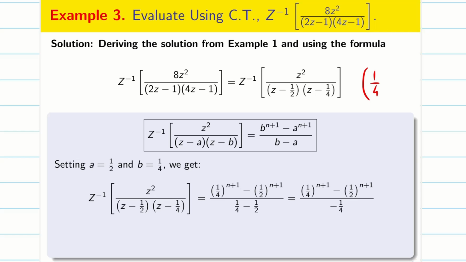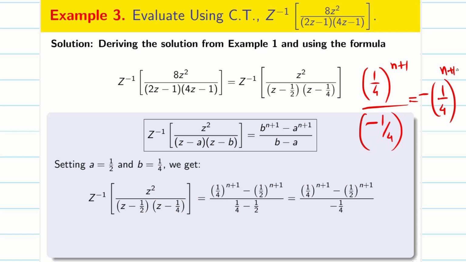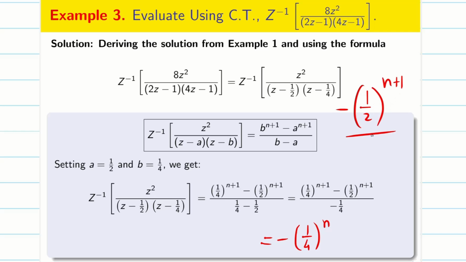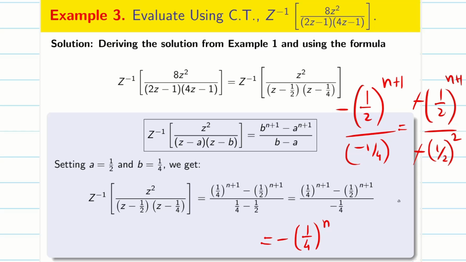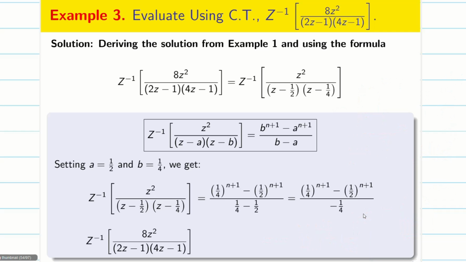Now take the first term, 1 by 4 whole power n plus 1 divided by minus 1 by 4. I can rewrite this as 1 by 4 whole power n plus 1 minus 1. So it is going to be minus 1 by 4 whole power n. Next term, minus 1 by 2 whole power n plus 1 divided by minus 1 by 4. I can write this as minus 1 by 2 whole power n plus 1 divided by minus 1 by 2 whole square. So minus minus gets cancelled. When this goes to the numerator, we'll be getting 1 by 2 whole power n plus 1 minus 2. So we'll get the final answer plus 1 by 2 whole power n minus 1. This is my final answer.